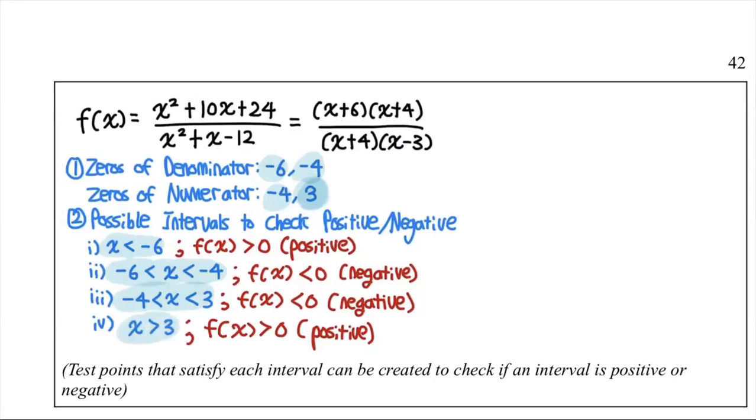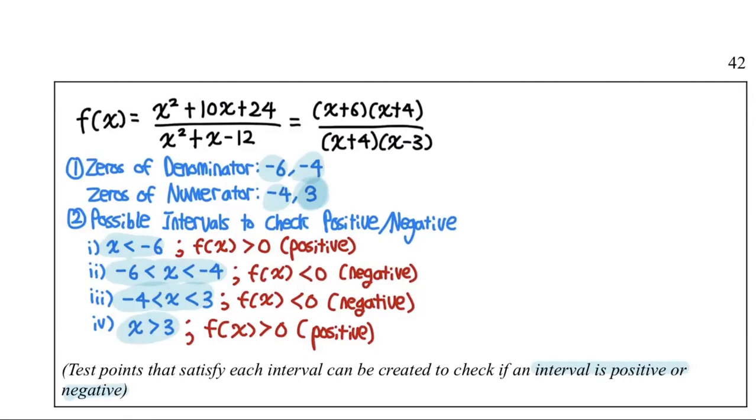The reason why we're setting these intervals is because the points where the function switches from positive to negative or negative to positive are essentially the zeros of the denominator or numerator. So we're having intervals to see if the function is negative or positive.